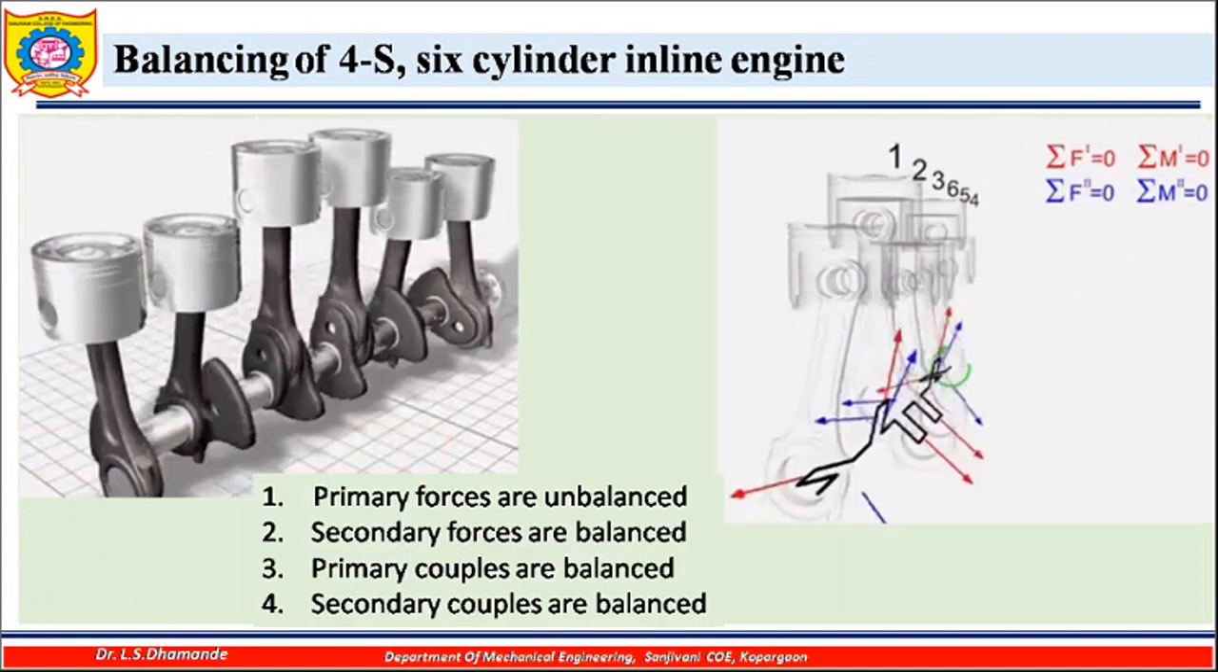Similarly, there can be a 6-cylinder inline engine also. This is a 6-cylinder inline engine. You can see that this is cylinder number 1, cylinder 2, cylinder 3, 4, 5 and 6, like this. The cylinders are mounted in line, and it is a 4-stroke.